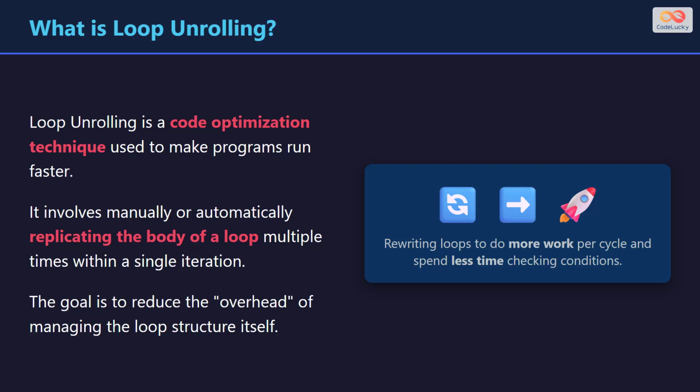So, what exactly is Loop Unrolling? It is an optimization technique where we replicate the body of a loop multiple times. By doing more work inside a single iteration, we reduce the overhead of managing the loop itself. Essentially, we are rewriting the code to do more calculation and less administration.